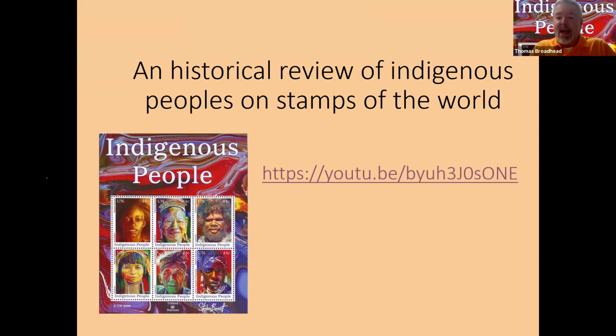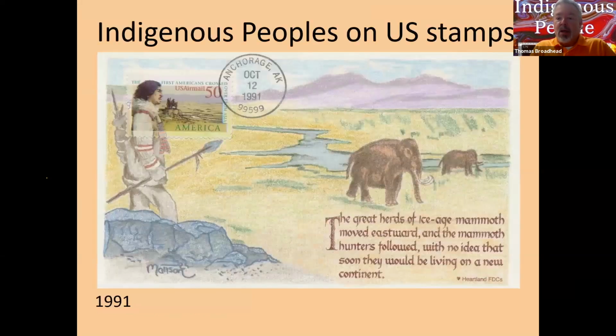Okay, so now I want to talk about indigenous peoples on US stamps. These are not necessarily going to be in chronological order, but I am recognizing the date when the stamp appeared. And we do have to start out chronologically with the arrival of humans in the Americas, crossing the Bering Land Bridge when sea level was lower during the ice ages.